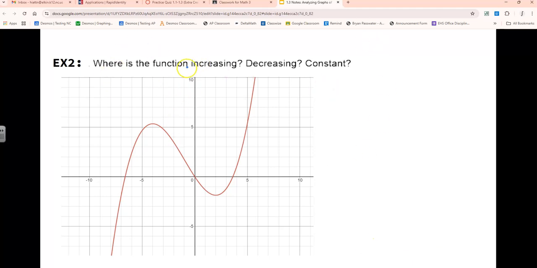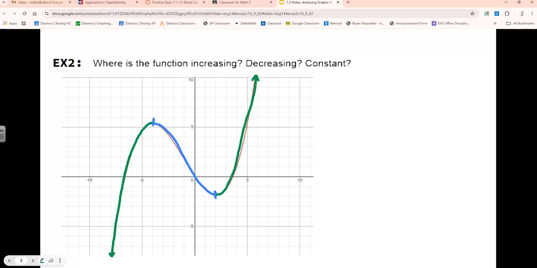All right, so if we look at our next function, we're looking for increasing, decreasing, constant. If I start over here on the left, there's an arrow right here, I'm going to be increasing. I'm going up till I get right here, and then I'm switching to decreasing till I get to this point, and then I'm increasing again.